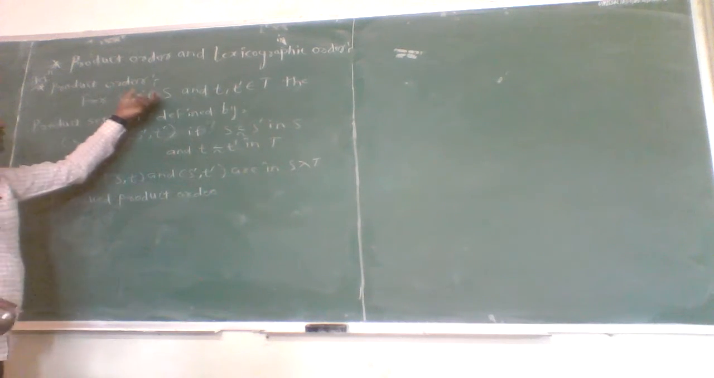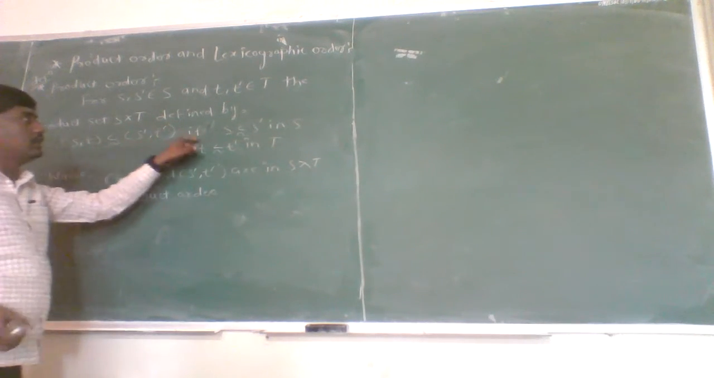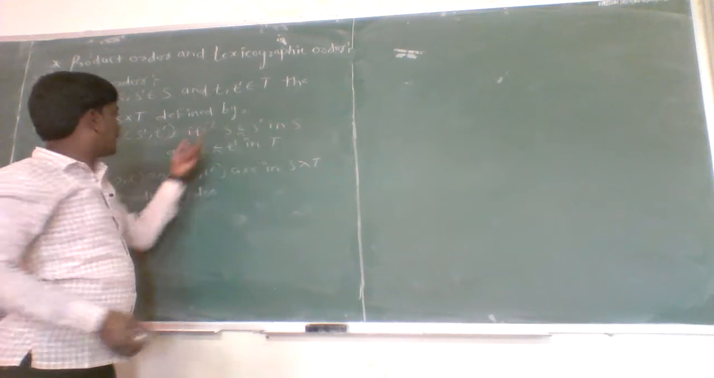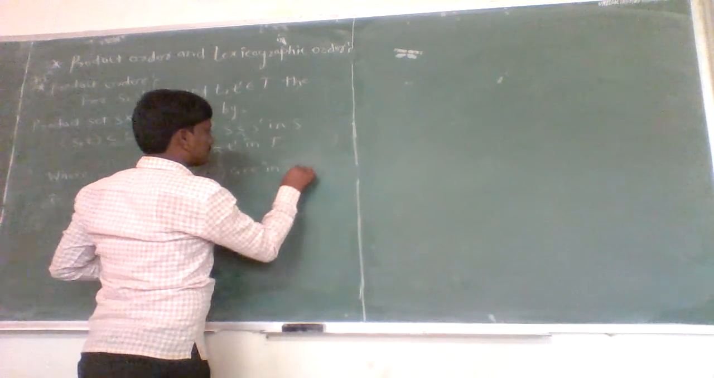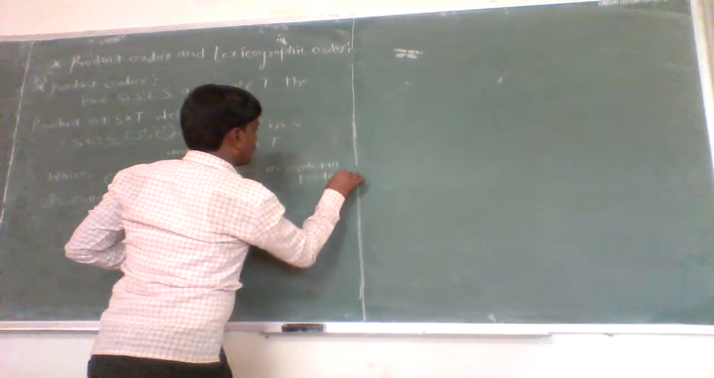Okay. So product order is nothing but, for any s, s' belonging to the partially ordered set S and t, t' belonging to T, the product set S cross T, which is defined by the ordered pair (s, t) precedes (s', t') if element s precedes s' in S and t precedes t' in T, where (s, t) and (s', t') are the ordered pairs belonging to the Cartesian product S cross T, and is called product order.